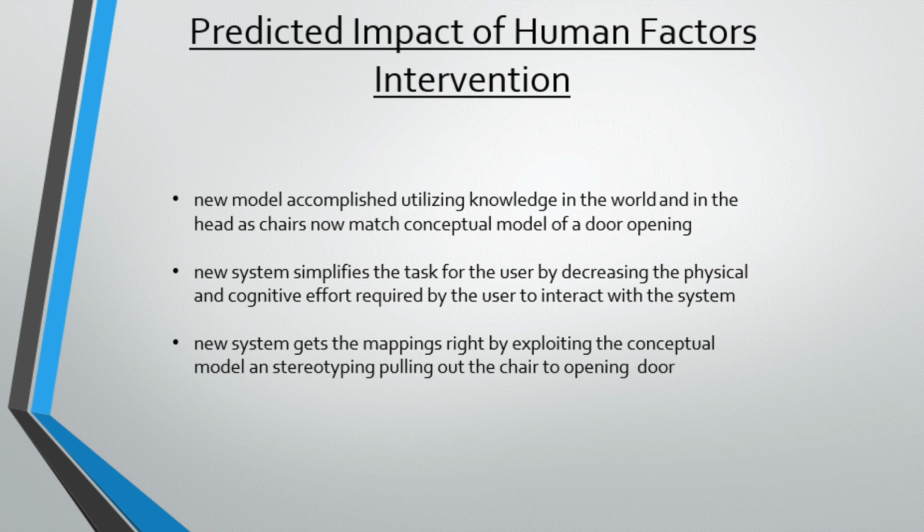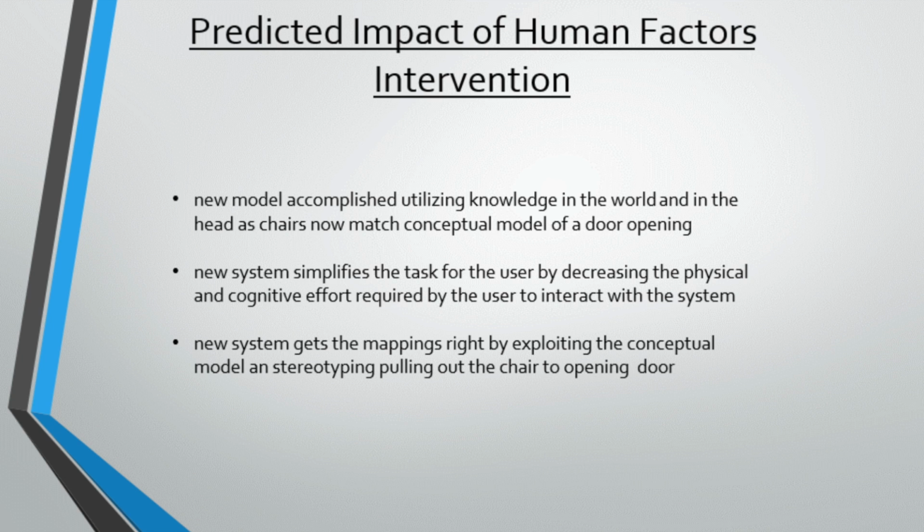Predicted impact. The new system accomplishes the main principles of good user-centered design that were left out in the old design. The new model accomplishes utilizing knowledge in the world and in the head as chairs now match the conceptual model of a door opening. This stereotypes the movement since most doors open counterclockwise, which is how all of the chairs will open in our new system. Moreover, the new system simplifies the task for the user by decreasing the physical and cognitive effort required by the user to interact with the system. This is accomplished since all chairs swing out the same direction to increase space to the user, by transitioning from 25 centimeters of shared space in the old system to 30 centimeters of personal space in the prototype.